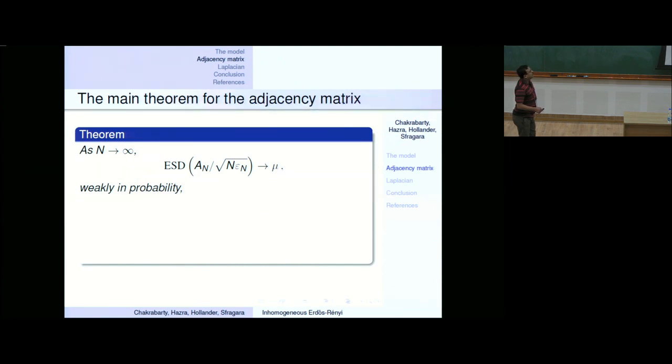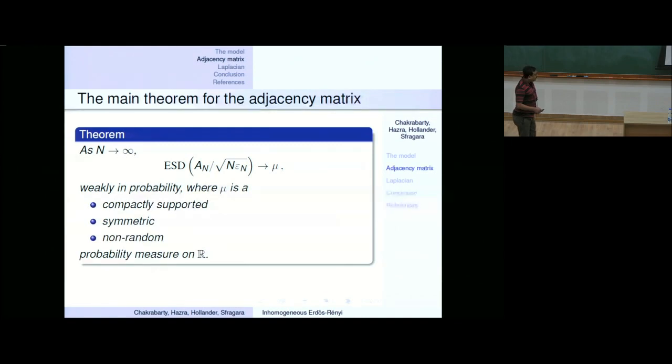The first result is, as n goes to infinity, the adjacency matrix scaled by square root of n times epsilon_n converges weakly in probability to a probability measure mu, where mu is a compactly supported symmetric non-random probability measure on R. By non-random I just mean that in A_n there are 2 levels of randomness. One is the randomness due to the random variables, and then you pick an eigenvalue at random. So mu preserves just one of the randomness. In other words, mu is not a random measure.